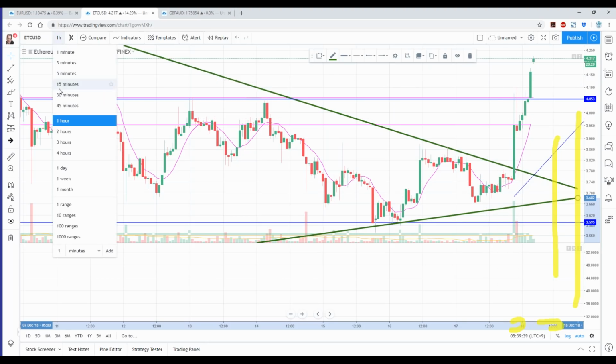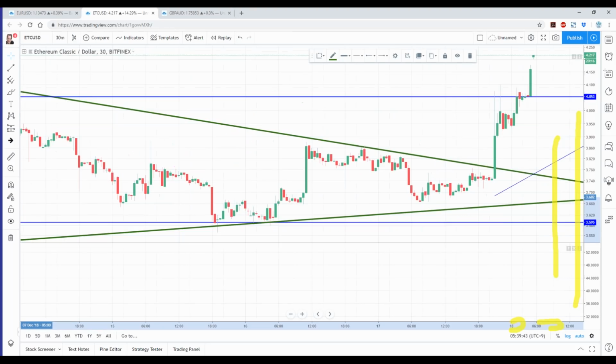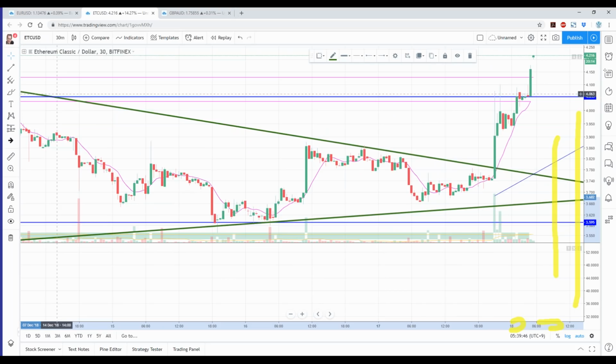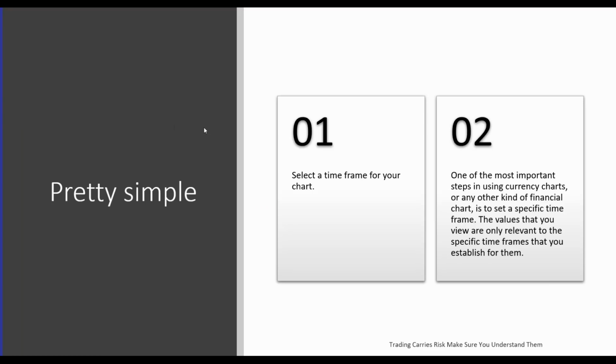So make sure you're looking at the time frame that fits your trading, and make sure your chart is set to your home time zone. Let's go back to my... whoops. So make sure you select the time frame for your charts.